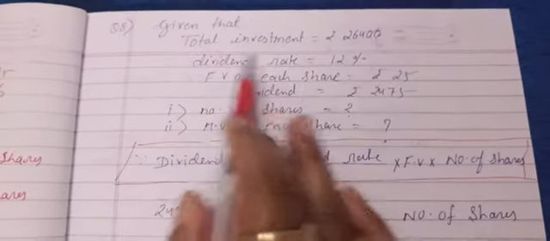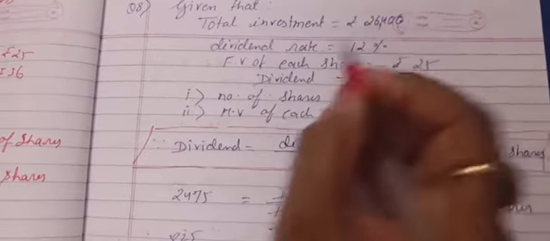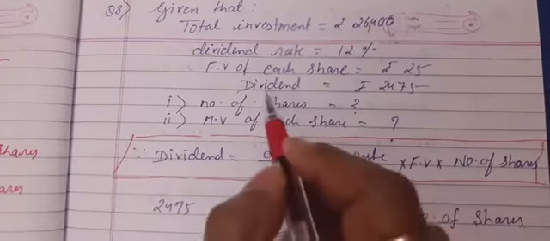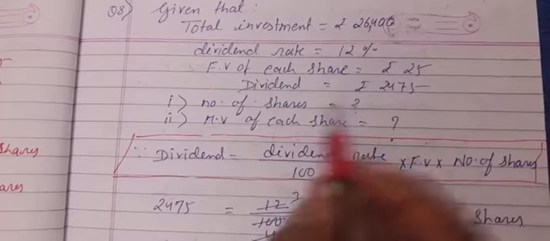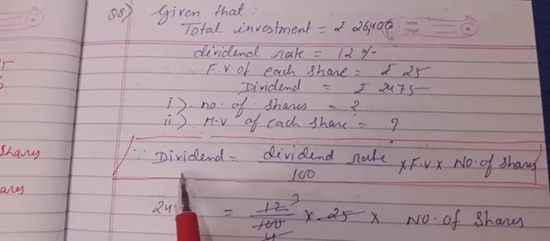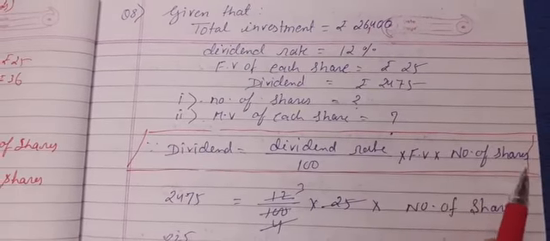First of all, I have noted all the values. Total investment is 26,400. Then dividend rate is 12%. Face value of each share is rupees 25. Total dividend is 2,475, and we have to find out these two things. So the first formula which we are going to use, this one. With the help of this formula, we will get the first answer, that is the number of shares.